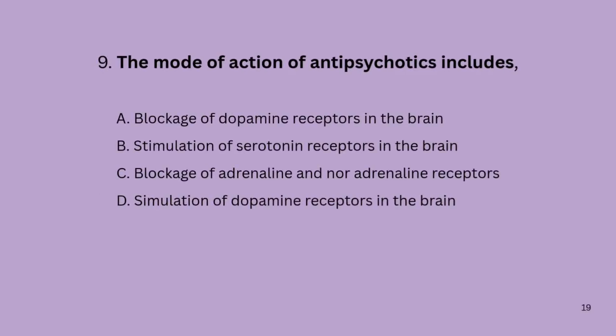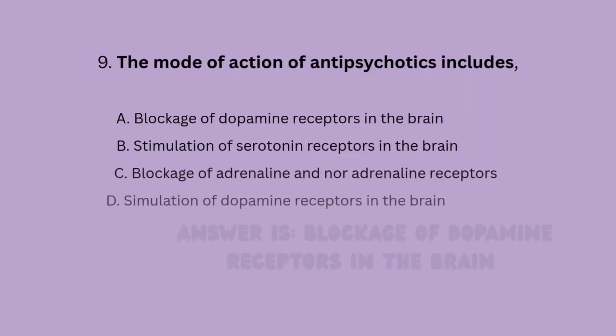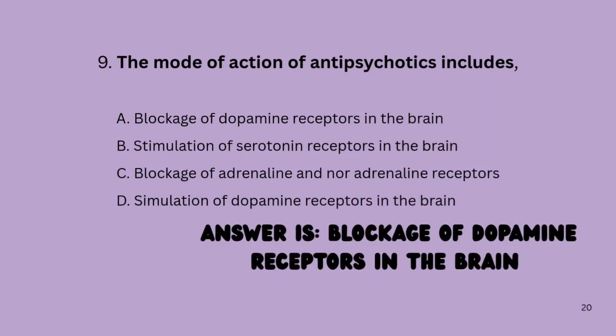Number 9. The mode of action of antipsychotics includes a. Blockage of dopamine receptors in the brain, b. Stimulation of serotonin receptors in the brain, c. Blockage of adrenaline and noradrenaline receptors, d. Stimulation of dopamine receptors in the brain. The correct answer is blockage of dopamine receptors in the brain.